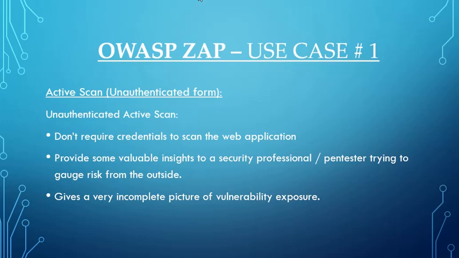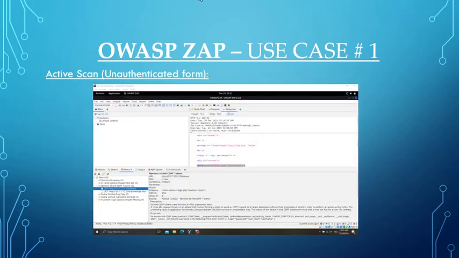Now we will discuss some use cases. First use case is active scan through unauthenticated form. An unauthenticated active scan does not require credentials to scan the web application. It provides some valuable insight to a security professional or pen tester trying to gauge risk from the outside, but gives a very incomplete picture of vulnerability exposure. These are some results of use case 1.